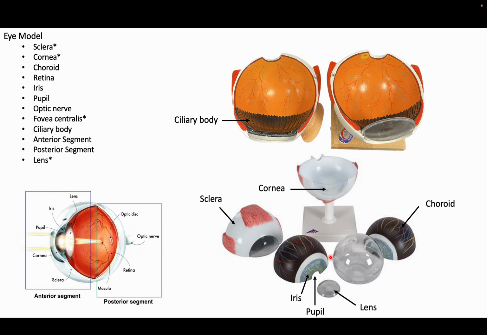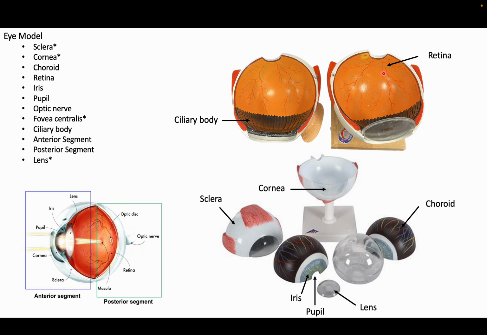So once light hits the lens, it's going to be sent to the choroid. The choroid is a very pigmented part of the eye. It contains all of the blood vessels and it contains pigments that are going to help absorb all the excess light so that light isn't just scattered around your eye. So this is the choroid layer right here.